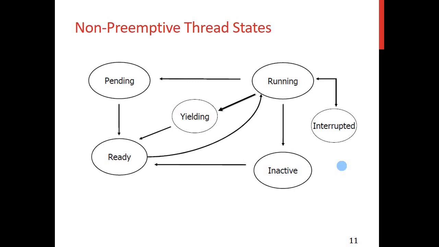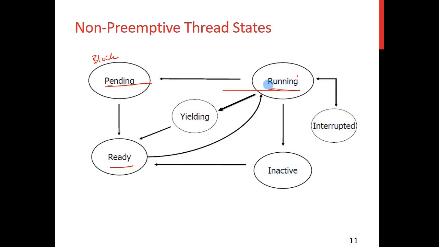For a non-preemptive thread state, when a process is running, if it tries to acquire a resource and is unable to get it, it will go to a pending state. Pending is equivalent to a blocked state. Once that resource is available, it will transition to ready, and then from ready it can go to running.